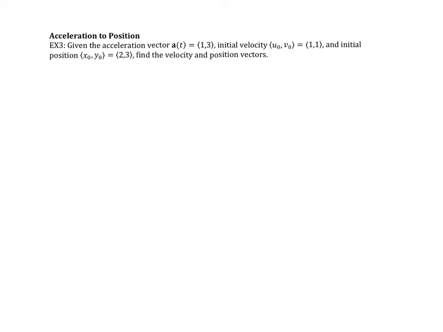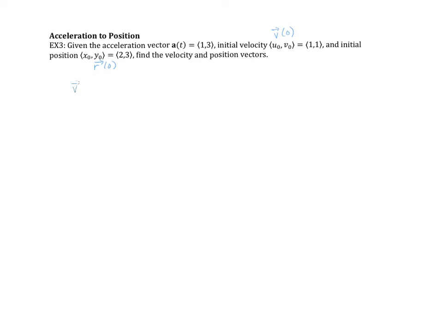Example 3, we have the acceleration vector as ⟨1, 3⟩. The initial velocity, u sub 0, v sub 0, is the vector ⟨1, 1⟩. So this would be v of 0, the initial velocity. So we're assuming that happens when t is equal to 0. And the initial position, x sub 0, y sub 0, is the vector ⟨2, 3⟩. So that's going to be r of 0. So we're supposed to find the velocity and the position vectors.